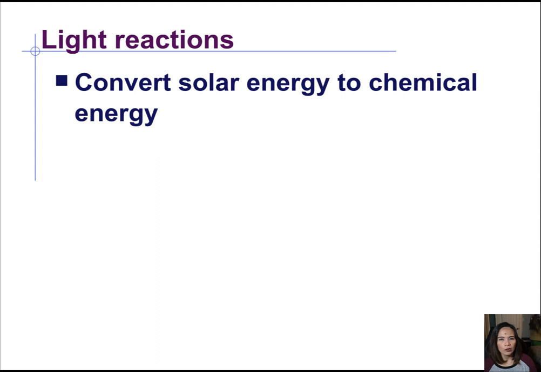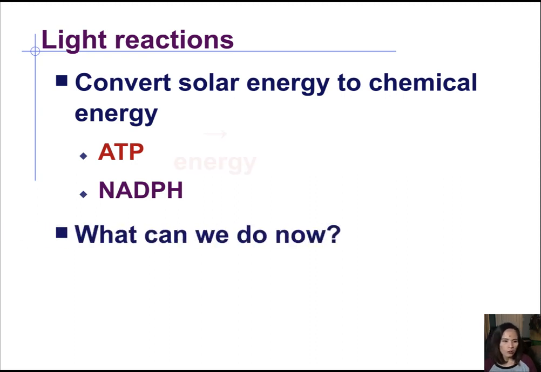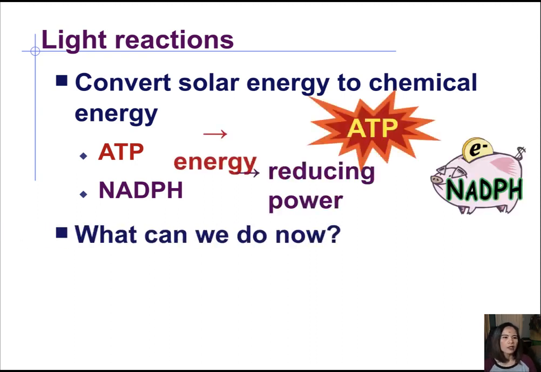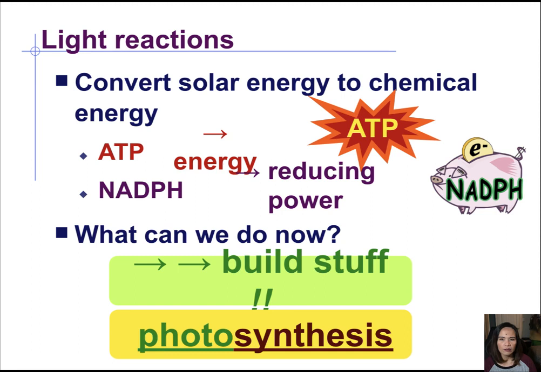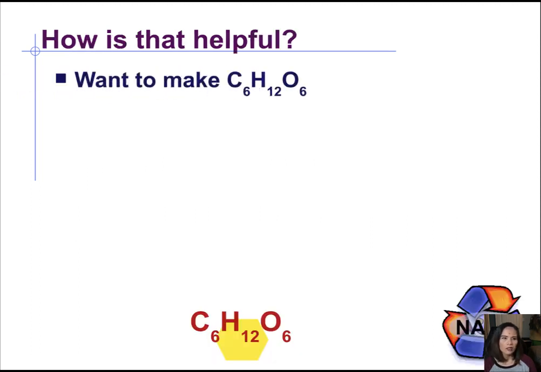And we also learned about light reaction, which converts solar energy to chemical energy in the form of ATP and NADPH. So what can we do now? Obviously, the ATP generated is needed to build stuff. And that is, of course, the process of photosynthesis. So how is that helpful?